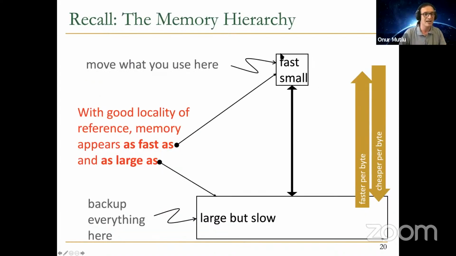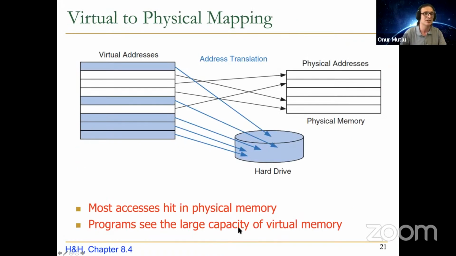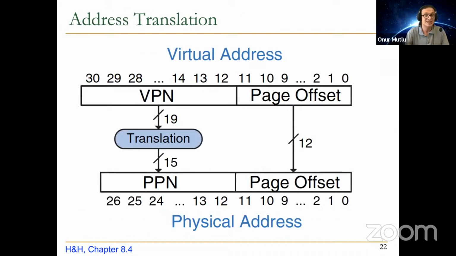So basically, remember this picture in the memory hierarchy. I said we want to build a memory hierarchy because with good locality of reference, memory appears as fast as this cache, but as large as this larger entity, main memory, for example. And the same thing applies for physical memory and disk as well. Basically, the goal is to be as fast as this physical memory while getting the large, infinite capacity from the programmer perspective as a disk. And hopefully most access is hidden in physical memory, and programs see the large capacity of virtual memory. And this is the example address translation. Basically, you have a virtual to physical address mapping that's determined by the page table. And this is how you do the translation.